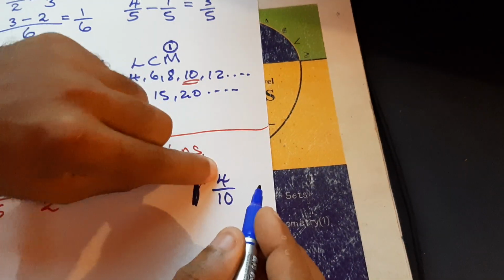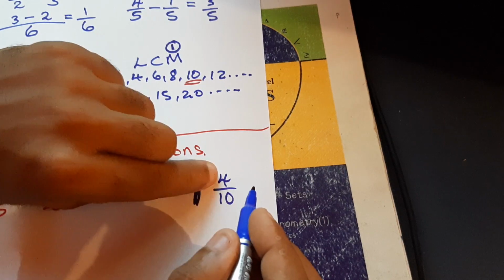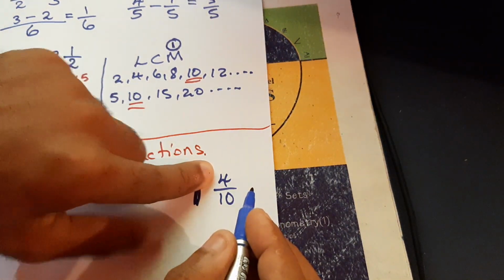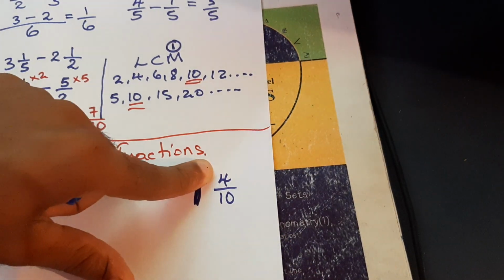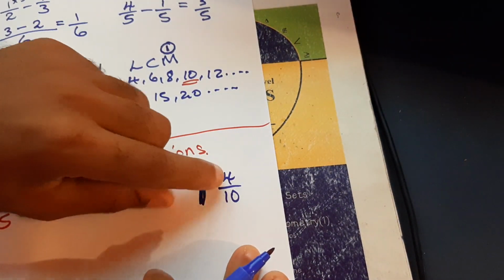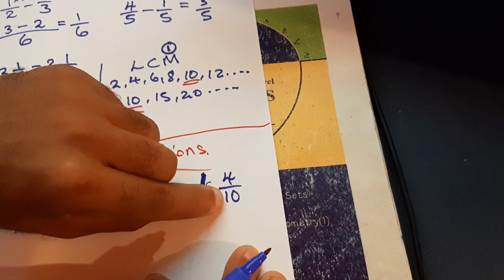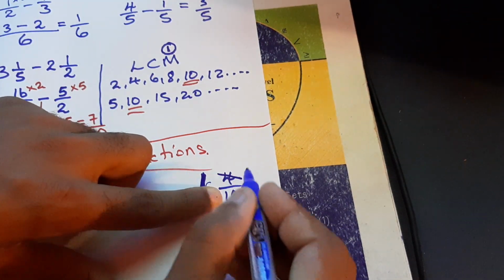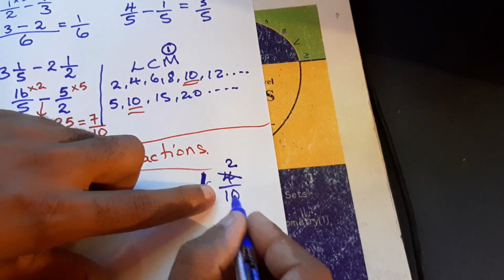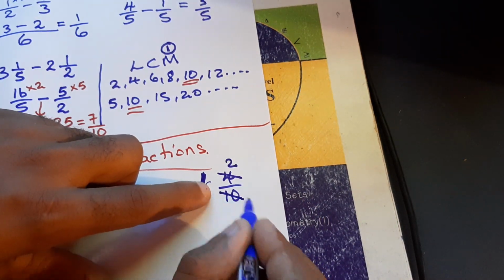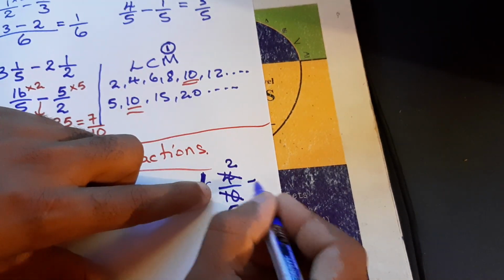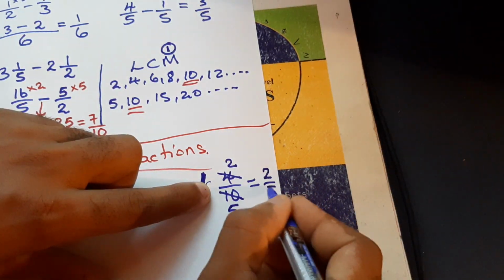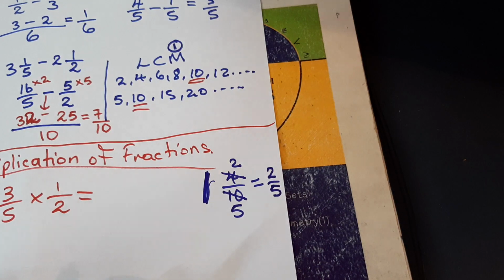Now 4 and 10. What is a common factor of 4 and 10? A common factor of 4 and 10 would be 2, as in what number can we use to break down the 4 and the 10 without leaving a remainder? That is 2. So 2 into 4 goes 2 times, and 2 into 10 goes 5 times. So when we cancel down the 4 over 10, we would get 2 over 5.